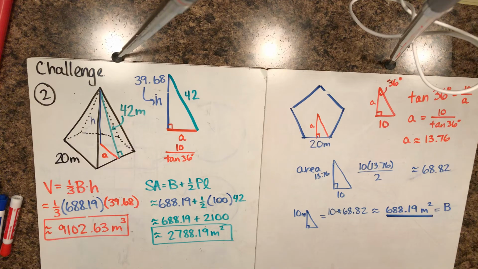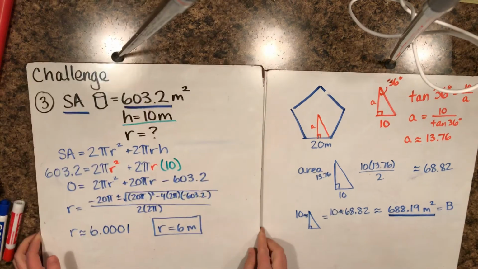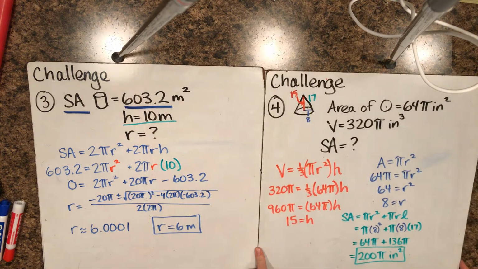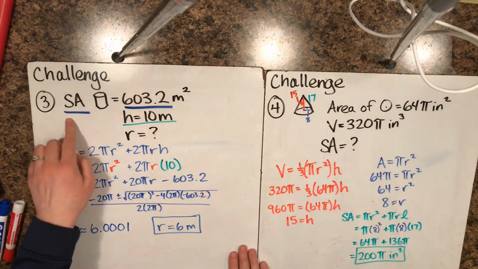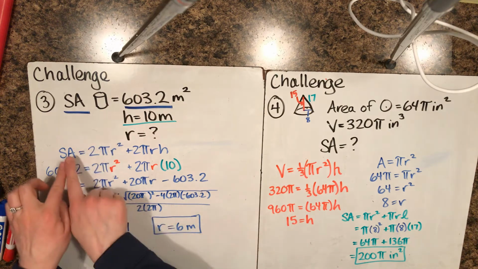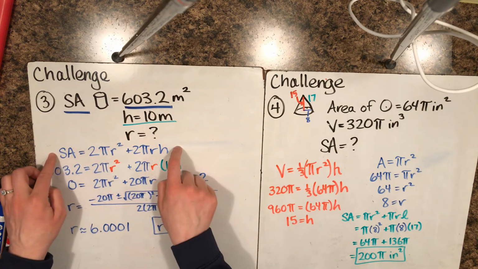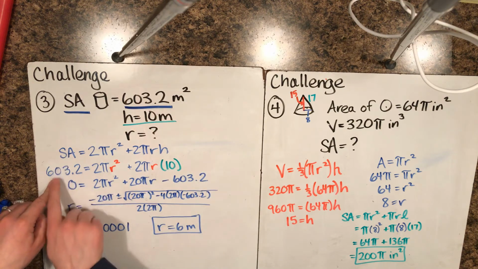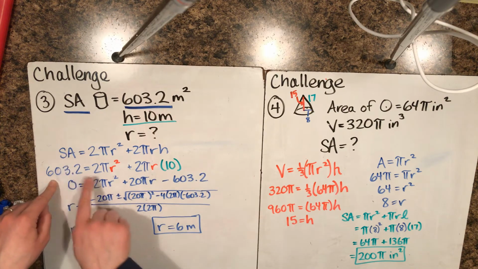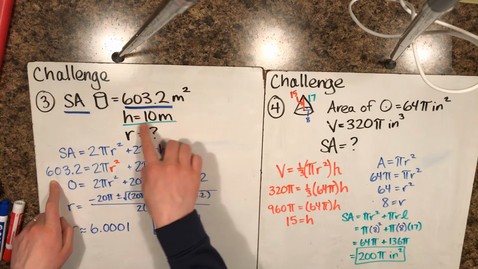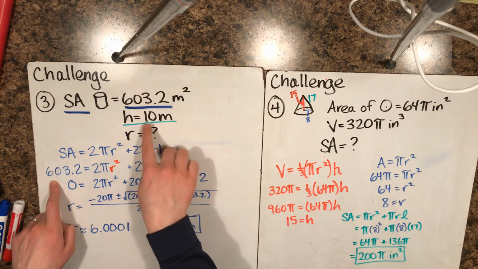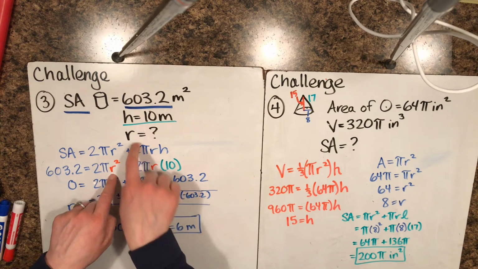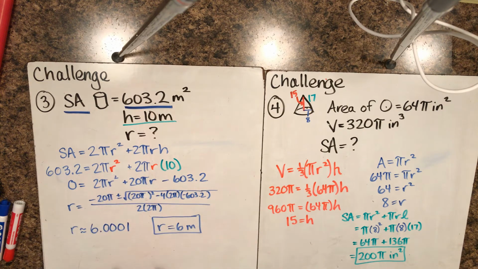Okay? Last two. Number 3 was there for all of you algebra lovers. They gave us the surface area of a cylinder. So I wrote my formula out for surface area of a cylinder. They told me it was 603.2 meters squared, so I put that in instead of surface area. I substituted. I also substituted because they told me that it was 10 meters for the height. I put that in for h. And I made my r's red because that's what I'm looking for. I wanted it to stand out a little bit.